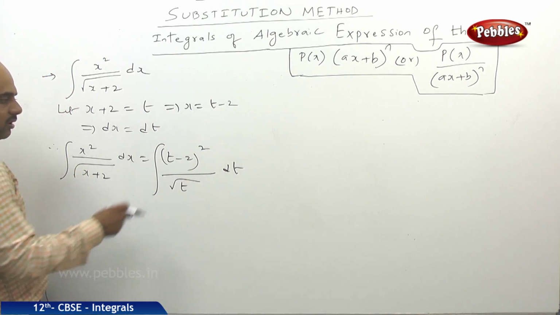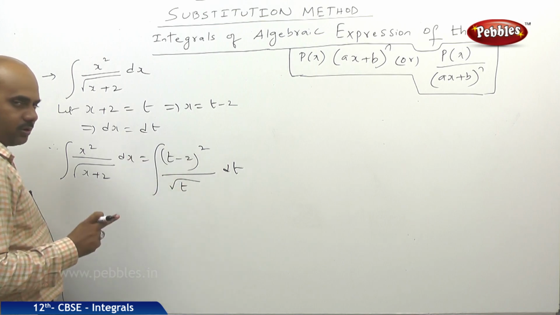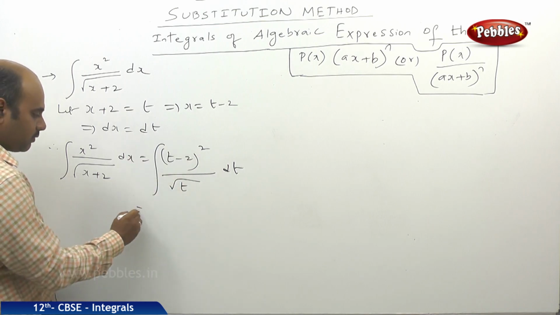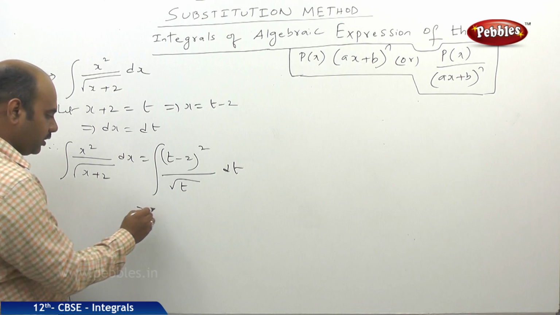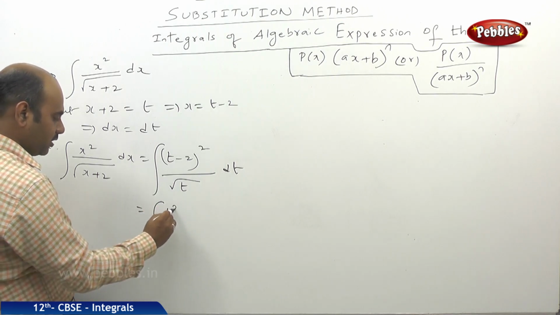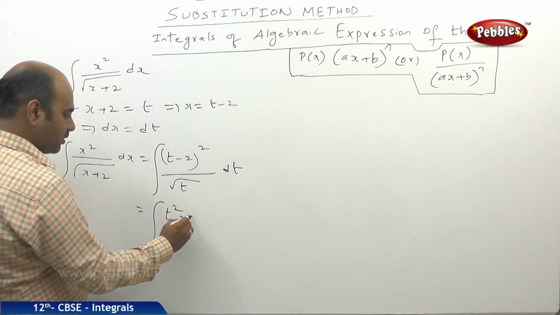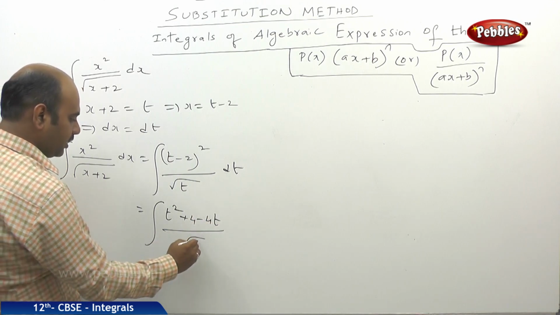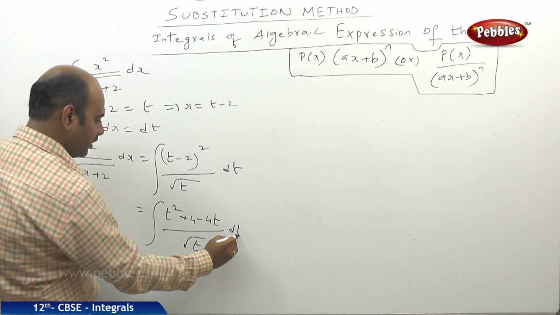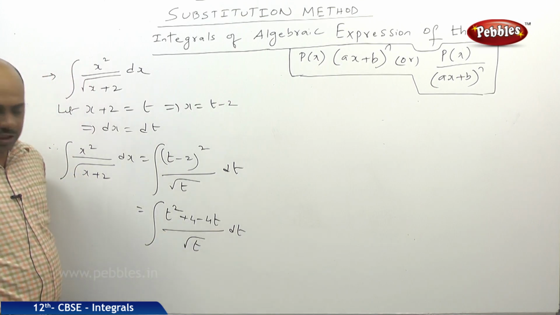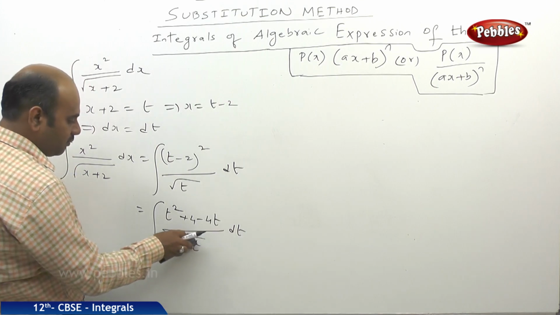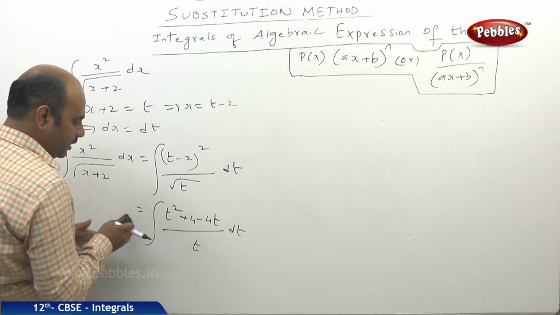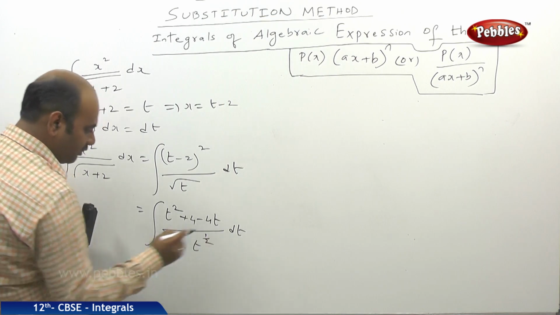Now if you observe carefully, it is looking like (a minus b) whole square. (a minus b) whole square means a square plus b square minus 2ab. So what happens, (t square plus 4 minus 4t) divided by root t dt. Root t means I will be writing it as t power 1 by 2.